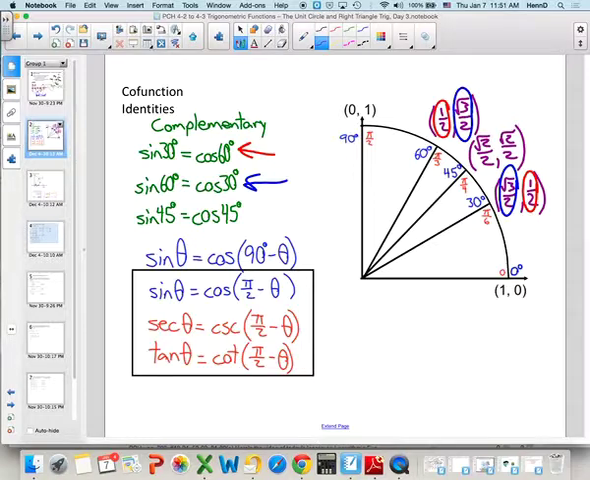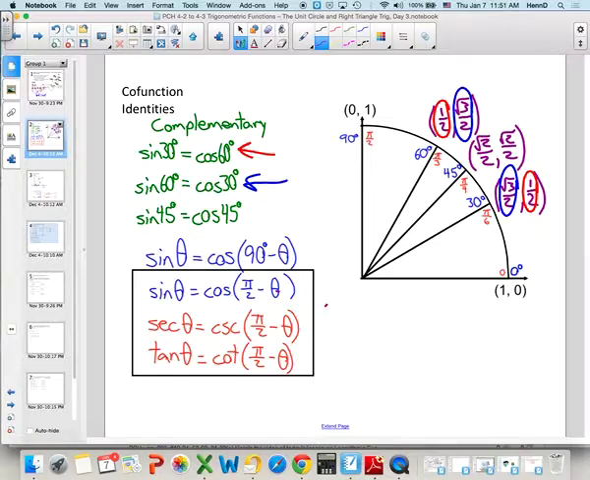Why do we write pi over 2 minus theta? It's not sine of theta equals the cosine of the same angle. The angle has to be complementary to it. So the angle that we're taking the cosine of is the complement of the angle that we're taking the sine of.